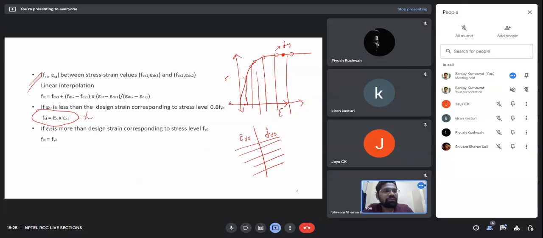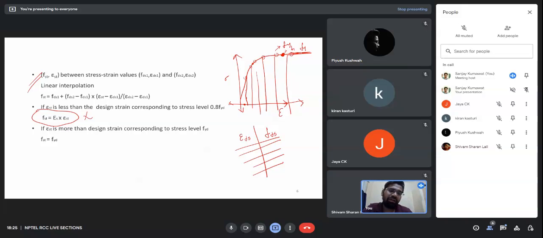That's fine. I already told you, if I have a strain value belonging to this constant region, then any stress belonging to this strain will be a constant value, Fy only. So all of the points lying on this constant region will have the same Fy value. That Fy value is nothing but the design yield strength of my bar.